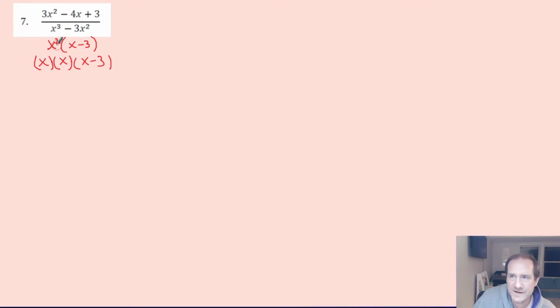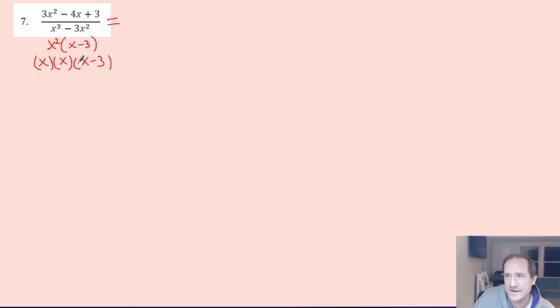If you treat the x squared as a quadratic rather than as a repeated linear, then you might get an expression that's equivalent to this, but it won't be in its fully simplified form. And so you'll get a lot of credit, but you won't get full credit. You'll lose points because you didn't break it down all the way. So let's make sure we're careful about that.